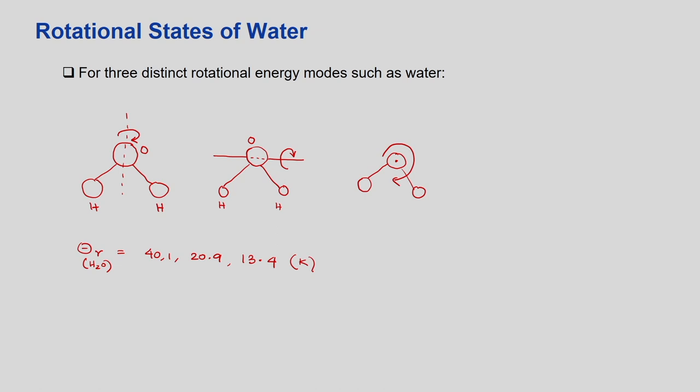So, if you know these, then you can easily substitute and find out the rotational partition function for water, which is nothing but root pi upon sigma, times T cube upon theta A, theta B, theta C, whole to the power of half. So, you have theta A, theta B, theta C, which is given here as 40.1, 20.9, 13.4, corresponding to the rotation states. Either you rotate perpendicular, horizontal or perpendicular to the plane. So, with this you can get the overall rotational partition function for molecules which are nonlinear in nature, such as water.